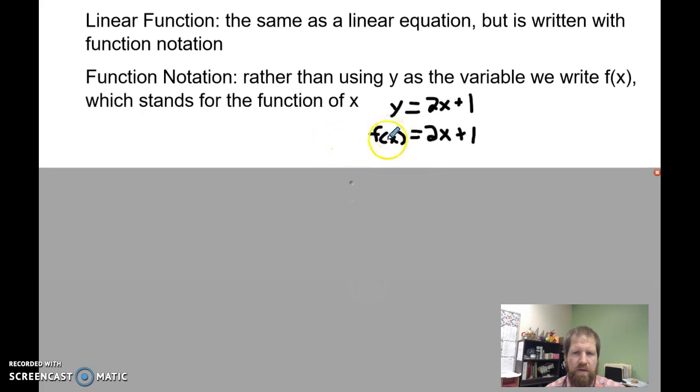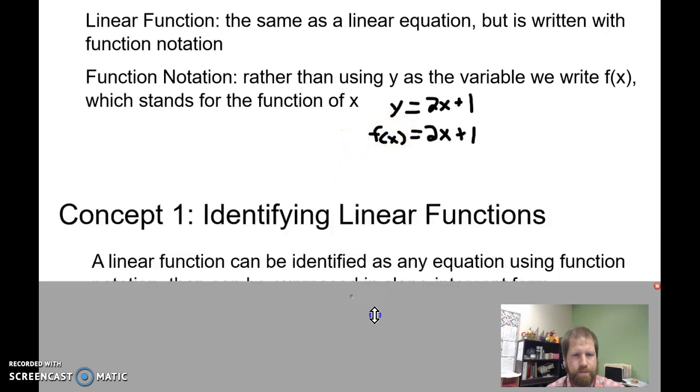However, one thing to note is if you ever have a variable other than x here, this will be the same. And this is not f times x. This isn't a mathematical expression, this is a symbol, f of x.